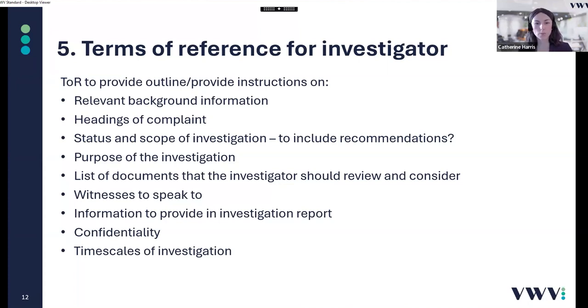And then it should also make a point about confidentiality. The terms of reference is generally a confidential document that would not be shared with the complainant, but it should be drafted on the basis that it might end up being disclosed. So for example, if the complainant makes a subject access request or it ends up being considered by a third party. And then it should also set out the timescales for an investigation.